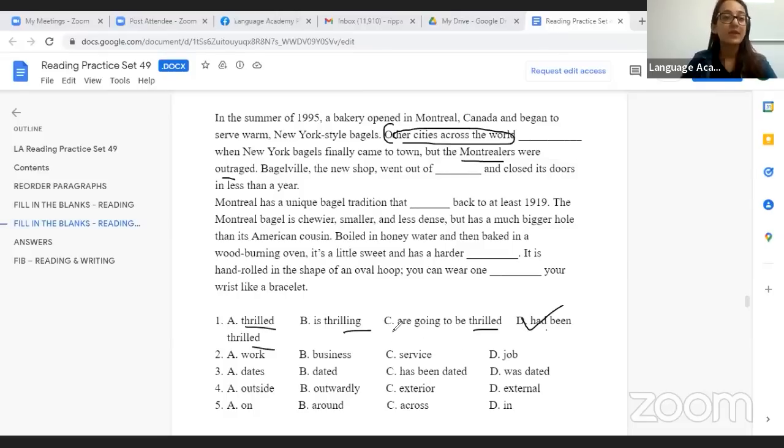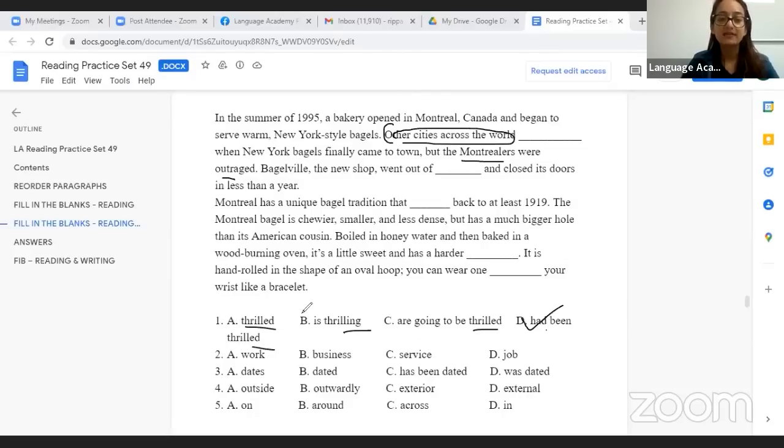So there was some extra thinking involved in this blank, which is why the answer is D, had been thrilled. We are making a difference in the time, because had and simple past means two things both happened in the past, one after the other. So that is the reason for selecting had here, because saying that both the things happen at the same time doesn't make sense in all over the world. So that was the reason for selecting had.